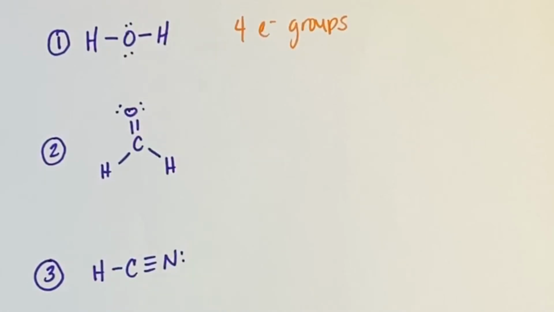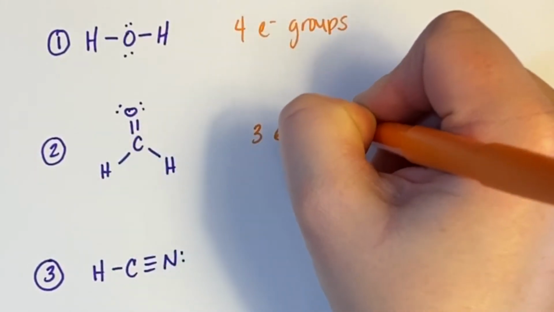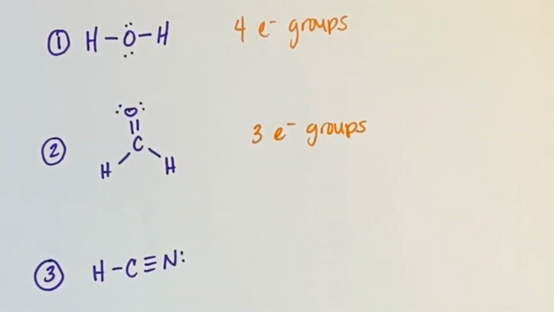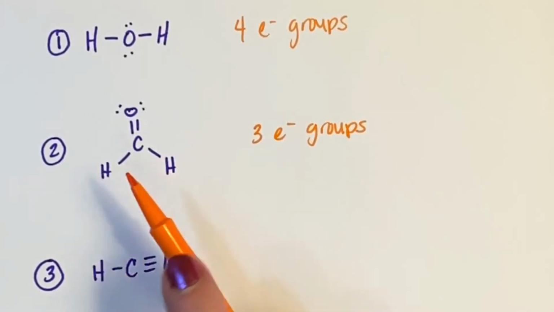In number 2, if we look at the structure of formaldehyde, we have 3 electron groups. And when we look at the identity of those groups at the carbon, which is our central atom, the carbon sees a double bond to the oxygen. That counts as 1 electron group. The carbon also sees 2 single bonds to hydrogens to give me electron group number 2 and number 3 for a total of 3 electron groups.